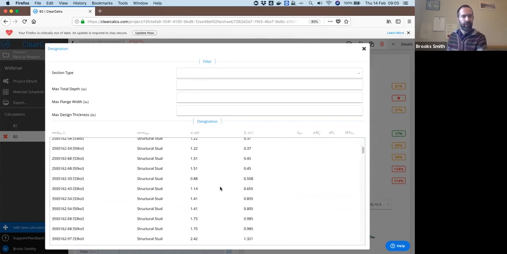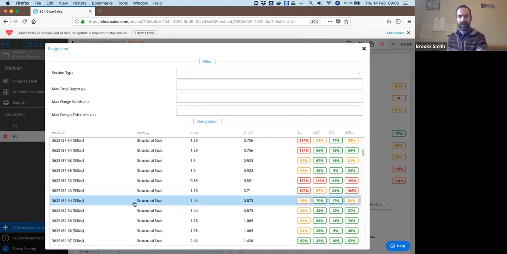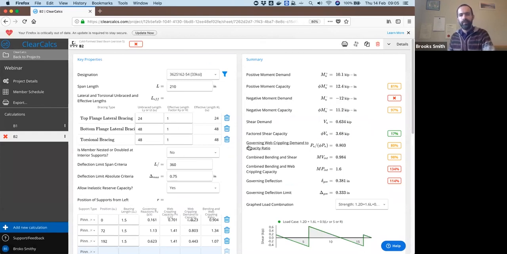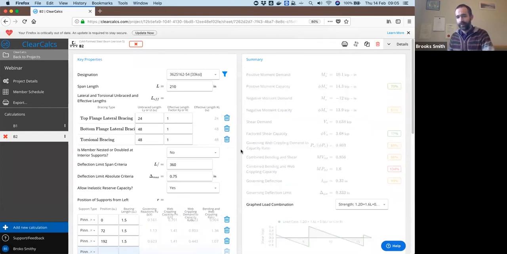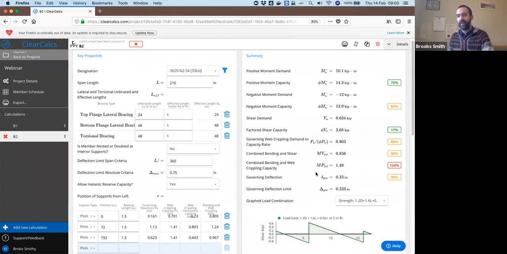So I'm going to specifically go to a 362S100-16. So I'll open up that one at 33 KSI first. And you'll see in this case that web crippling and bending moment actually governs here and prevents the 33 KSI beam from working. So this is why you'll sometimes have sections that exist in both 33 KSI and 50 KSI strengths. And this is an example too of web crippling actually governing our design here.